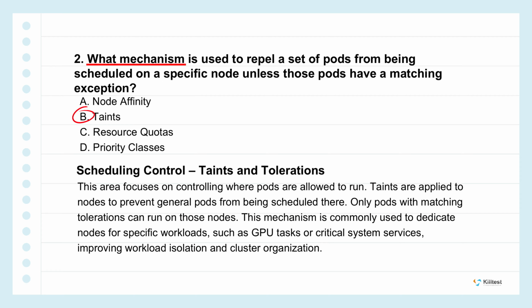Exactly. So you taint the GPU node. The scheduler sees the taint and just refuses to put normal pods there. Only your specific AI training pods, which you've deliberately configured with the matching toleration, are allowed to land. So taints and tolerations work together to dedicate resources. Exactly. But remember, taints repel. If you want to attract pods to a node, like saying, this pod must run on the fast SSDs, you'd use node affinity. Oh, that's a great distinction. The exam loves to test if you know the difference between repelling and attracting. Repel versus attract. Good to know.